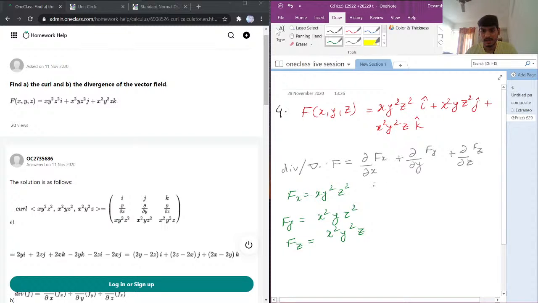Now I can write del f x over del x. I will just partially differentiate this f x with respect to x. In partial differentiation we just differentiate x and we keep all the other variables as constant. So here the differentiation of x is 1, so we get y square z square. For del f y over del y, I will differentiate y and I will write x square and z square.